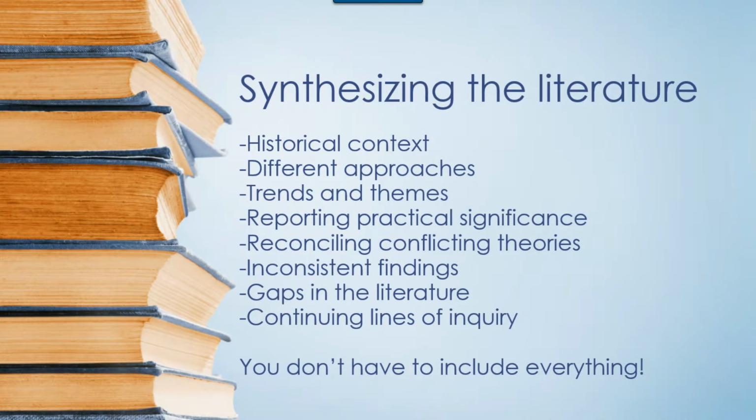When putting together your literature review, look for these things in particular. Historical context. The source provides historical background, major theory, or groundbreaking work. Different approaches. What approaches have been used to examine this question, and how is your approach different? Trends and themes. This refers to results that have been found across multiple studies. Reporting practical significance. How does this actually apply to real life?